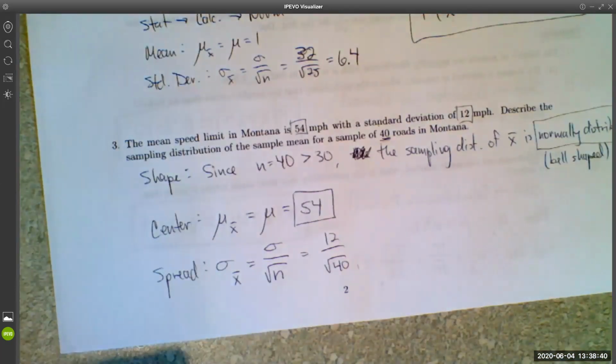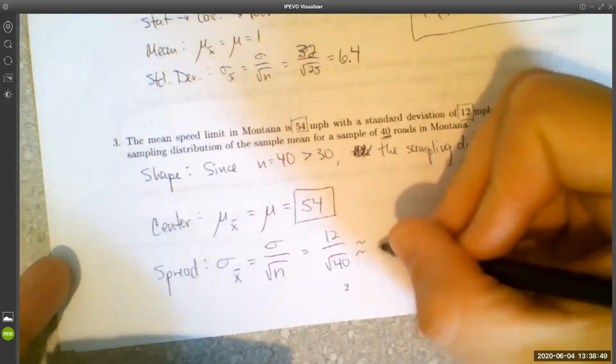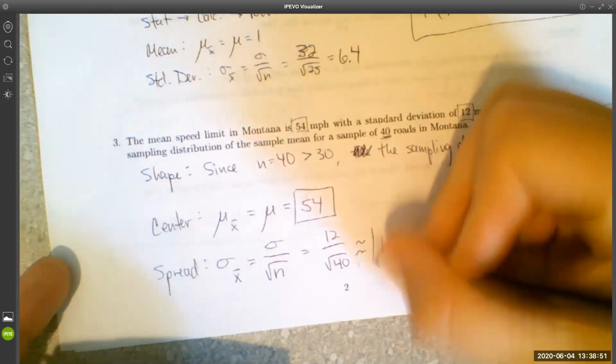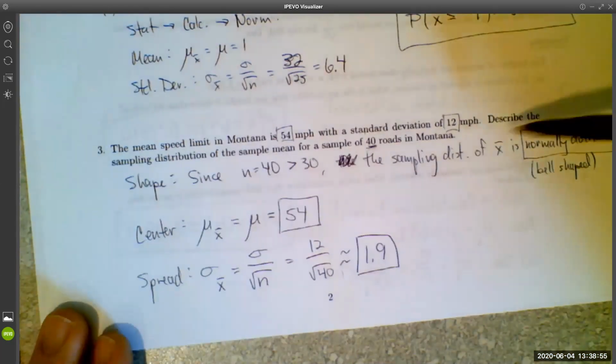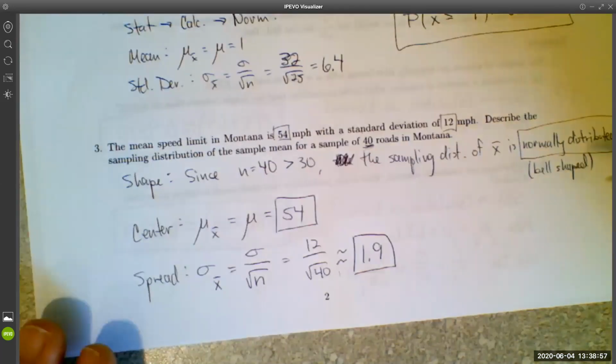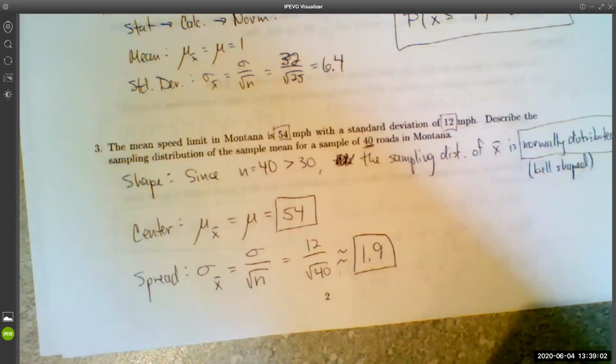So 12 divided by the square root of 40 is approximately, let's go one decimal place, 1.9. So there's the spread, right? That's what they mean when they ask you to describe the sampling distribution of the sample mean. They want you to describe the shape, center, and spread. And that's all there is to it.